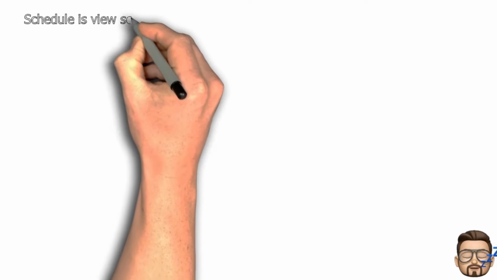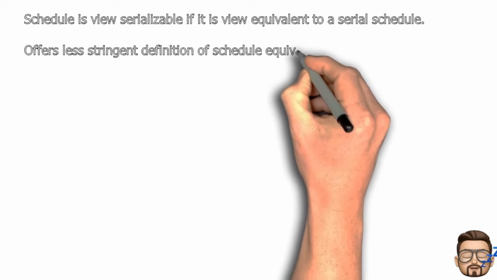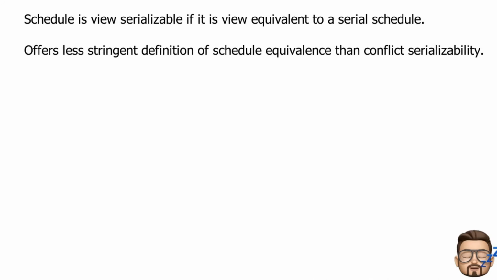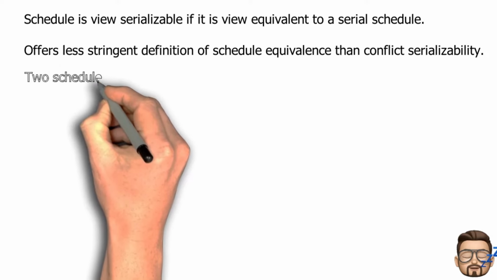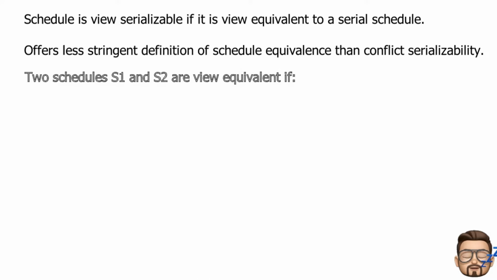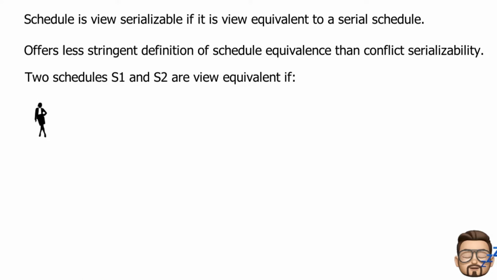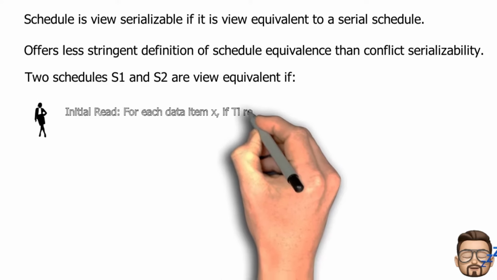View serializability offers a less stringent definition of schedule equivalence than conflict serializability. A schedule is view serializable if it's view equivalent to a serial schedule. There are three rules if we want to determine whether the schedule is view serializable or not, which are initial read, write-read conflict, and last write.